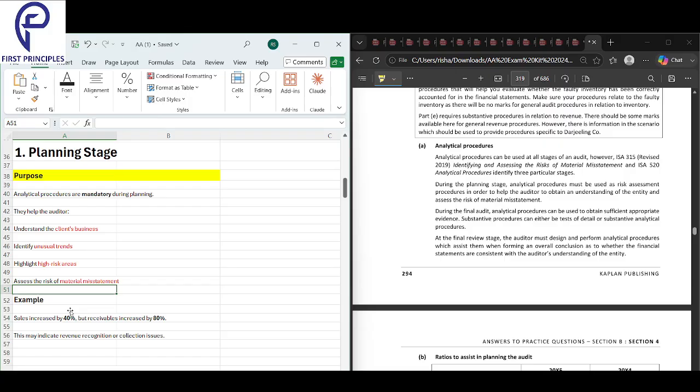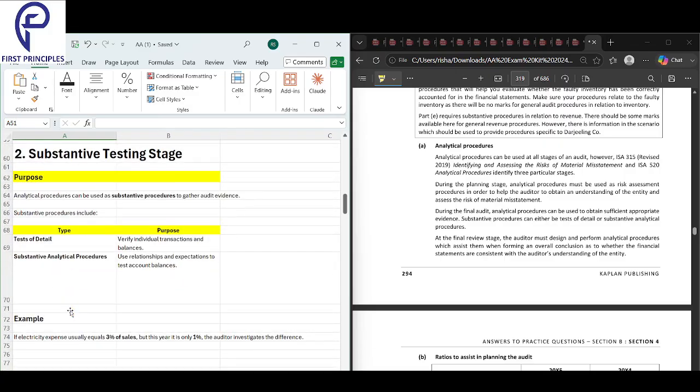It will help us understand the client's business. It will help us identify any unusual trends. It will help us highlight any high risk areas. It will also help us assess the risk of material misstatement. So these are the benefits of doing analytical procedures in the planning stage. Next, we'll look into analytical procedures in the substantive test.